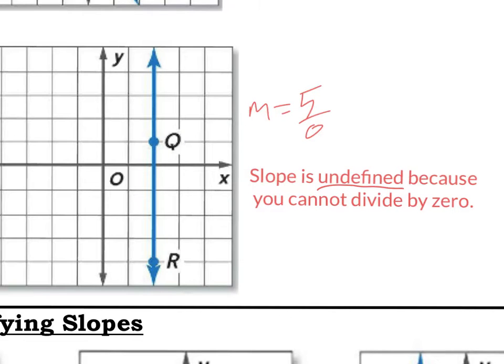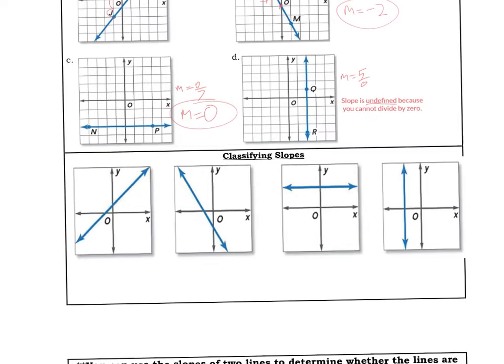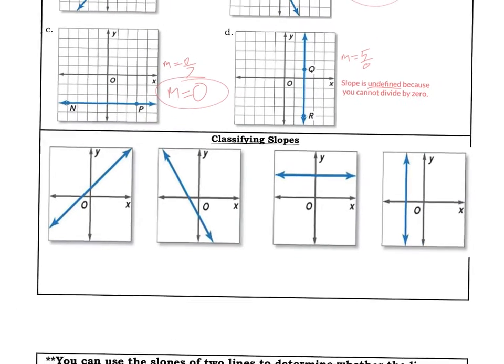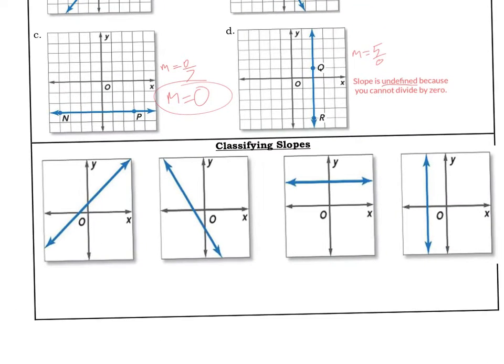All right? So that leads me into my next point here. Traditionally, you have 4 types of slopes. You have positive slopes, that's what this is. Negative slopes, that's what this is. Zero slopes, and undefined slopes.